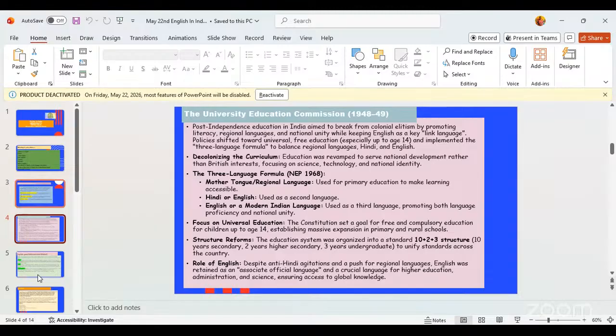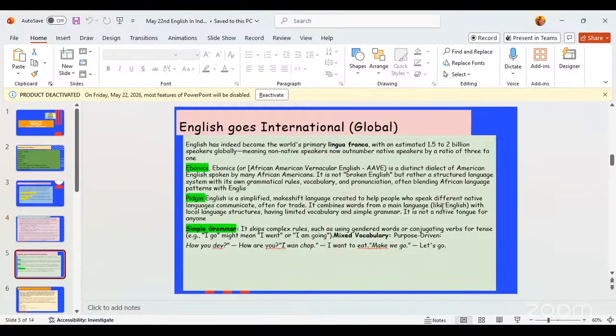Science and ensuring access to global knowledge was very important. English goes international, that is, it goes global. English has indeed become the world's primary lingua franca, with an estimated 1.5 to 2 billion speakers globally, meaning that non-native speakers now outnumber native speakers by a ratio of 3 to 1. And Ebonics, which we are going to talk about, the different ways of speaking the language. Ebonics means African American Vernacular English, that is AAVE, a distinct dialect of American English spoken by many African Americans.